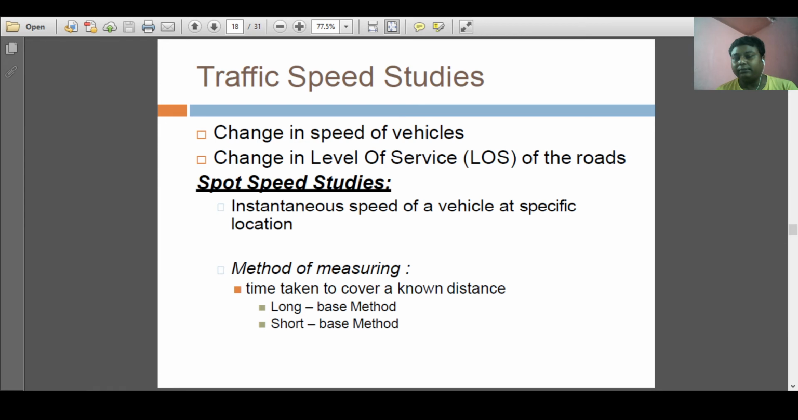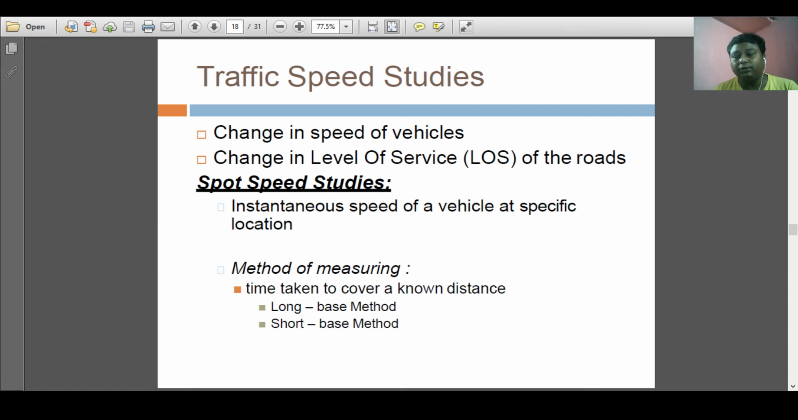If the level of service is good, it means the number of vehicles is less, meaning the volume is less, and if the volume is less, the speed of the vehicles is high. So volume and speed are inversely proportional to each other. If the number of vehicles on the road is less, the speed of that particular road section will be high. So the speed is directly responsible for the change in the level of service, or LOS. Next is the spot speed study. As I said, one of the most important things is the spot speed study. Spot speed study means the instantaneous speed.